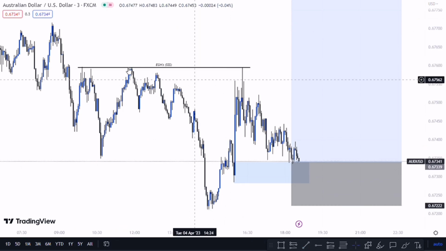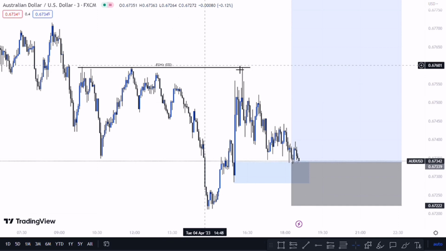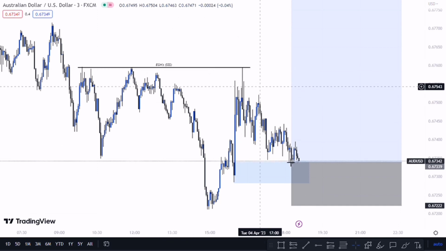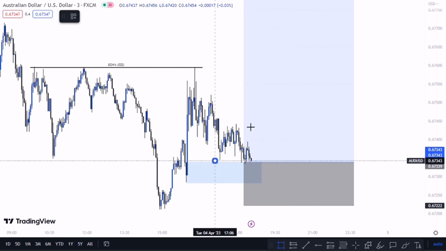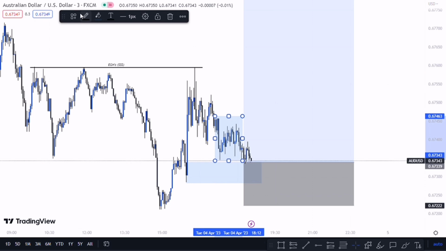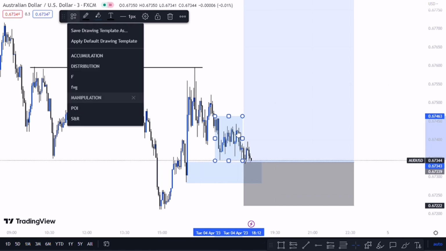It did not give us a change of character to the upside, but it generated liquidity. That is why I'm hoping that it's gonna push to the upside. Also, look at this pattern here. This is the pattern that I'm always preaching. This pattern here is a very important pattern that I have learned. This is what I call manipulation.